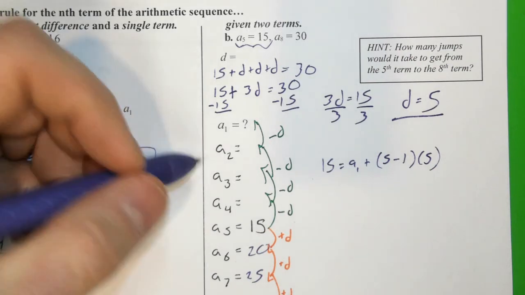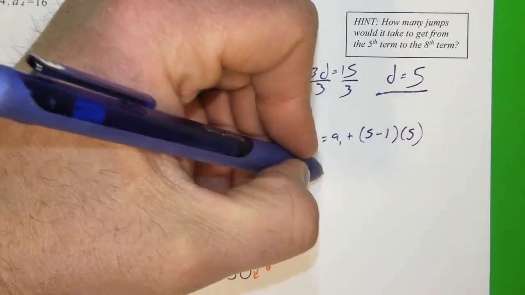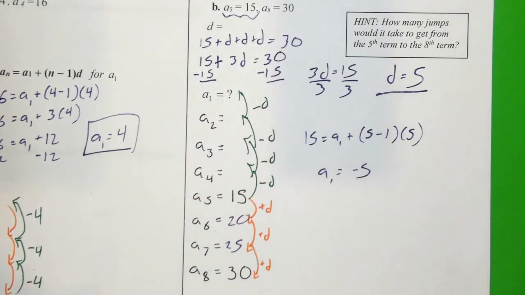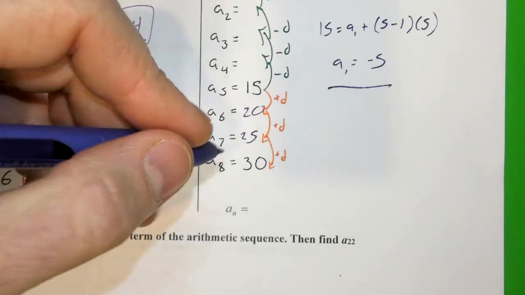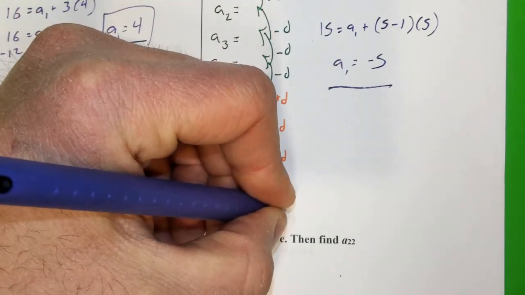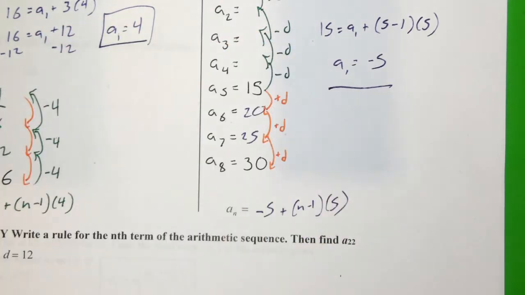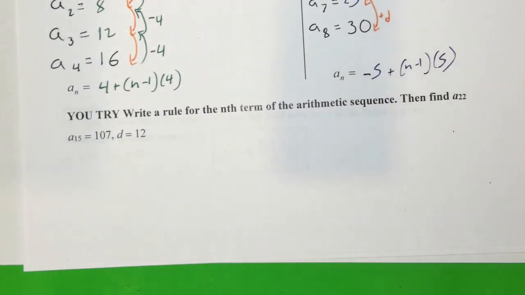When you solve this, or whether you jump your way up the list, you're going to end up with the same answer each time. A1 is going to be -5. So our rule is going to use this first term and this difference value, and it's going to be negative 5 plus n minus 1 times 5. There is a you try it problem that is down here at the bottom of the page. Please pause the video and give that problem a try now.